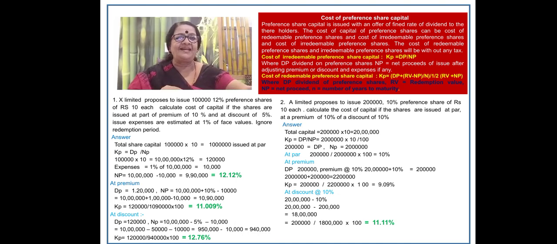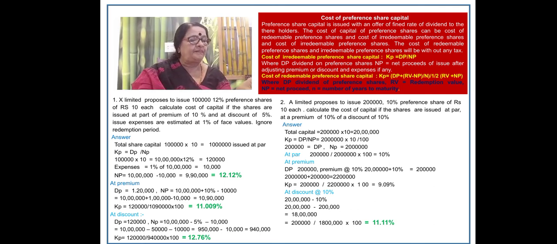Again the equation. What is the equation? DP, that is 55,000, plus RV 5 lakh minus NP 4,30,000, whole divided by 8, whole divided by half into 5 lakh plus 4,30,000. It is coming 13.70%. So this is the only thing required.